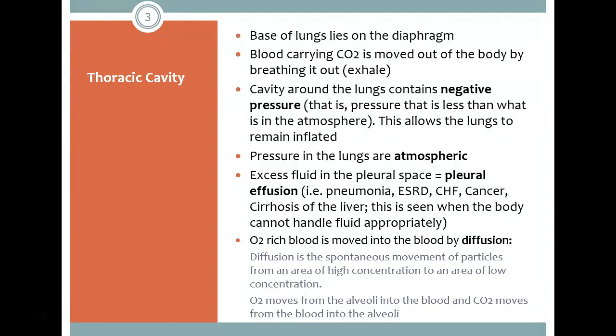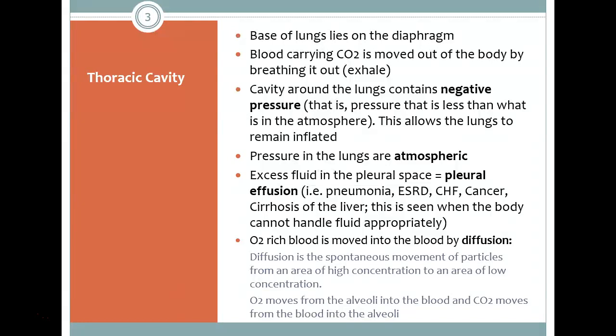Again, the pressure inside the lungs is atmospheric, and then the pressure around the lungs in the lung cavity is negative pressure. And again, this is what allows the lungs to remain inflated. It's important that we maintain this negative pressure in order for our lungs to stay inflated, so that we don't end up with a pneumothorax or a collapsed lung.